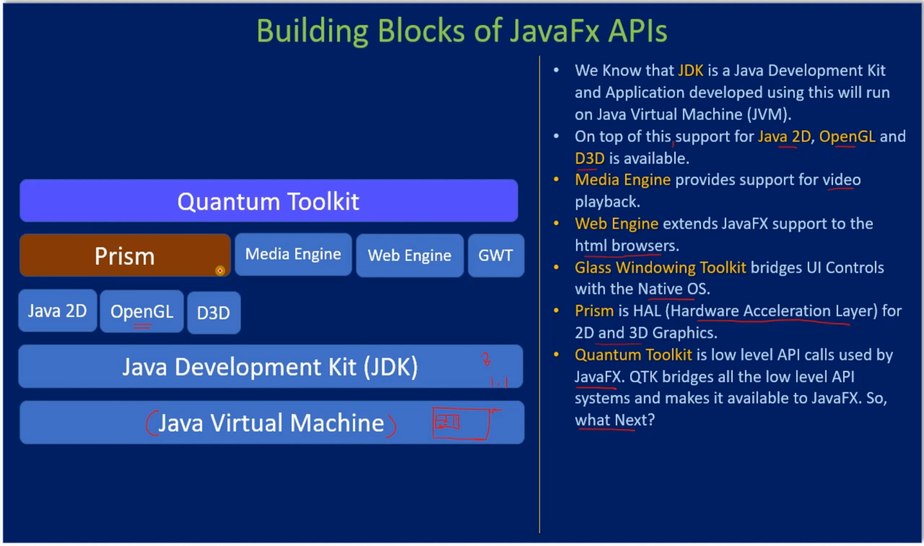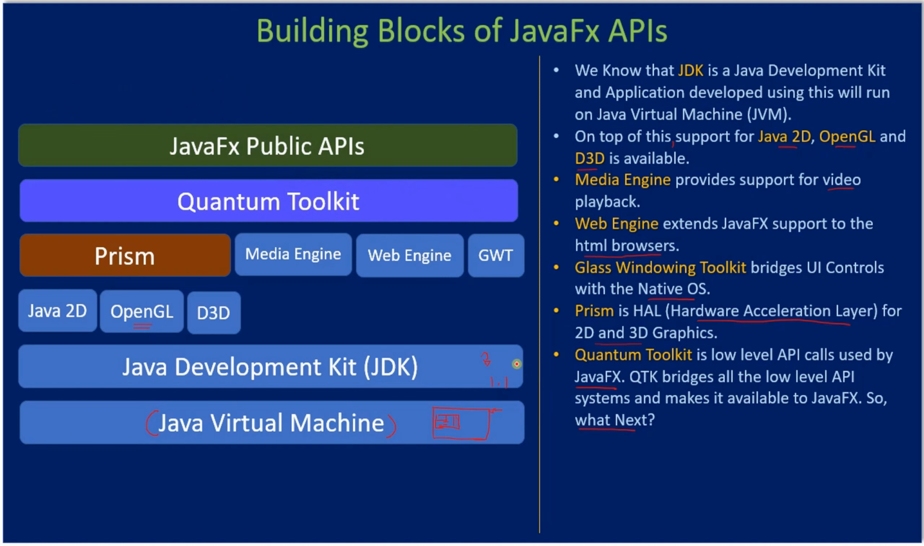What next? Quantum Toolkit bridges every aspect. That means 2D drawing, 3D drawing, animation, the Glass windowing toolkit, everything is kept under one single umbrella. So what next? On top of this Quantum Toolkit, the JavaFX Public API is developed. That means you and I will make use of this API. When you make an API call, it performs some low-level call on the Quantum Toolkit. So you make a call to a public library function, that will internally make some call on the Quantum Toolkit, and Quantum Toolkit knows where to make calls on the underlying bottom layer, so that it combines all these APIs and achieves whatever task you are asking for through the publicly exposed API.